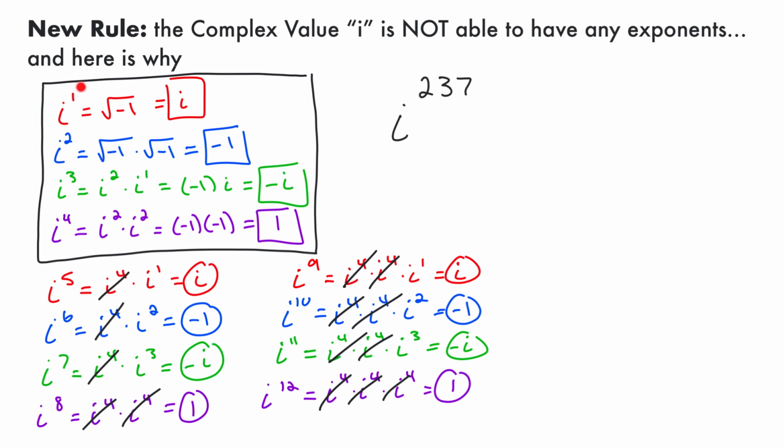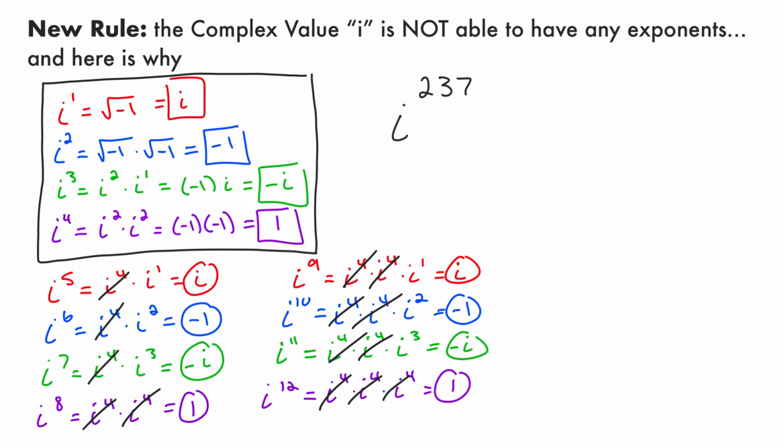If you have a remainder of 1, then your answer will be i. If you have a remainder of 2, the answer would be negative 1. If you have a remainder of 3, the answer would be negative i. But here's the kicker. If there is no remainder, that means 4 goes into it nicely. That's where it's this category. This is when there is no remainder. That has an answer of 1.